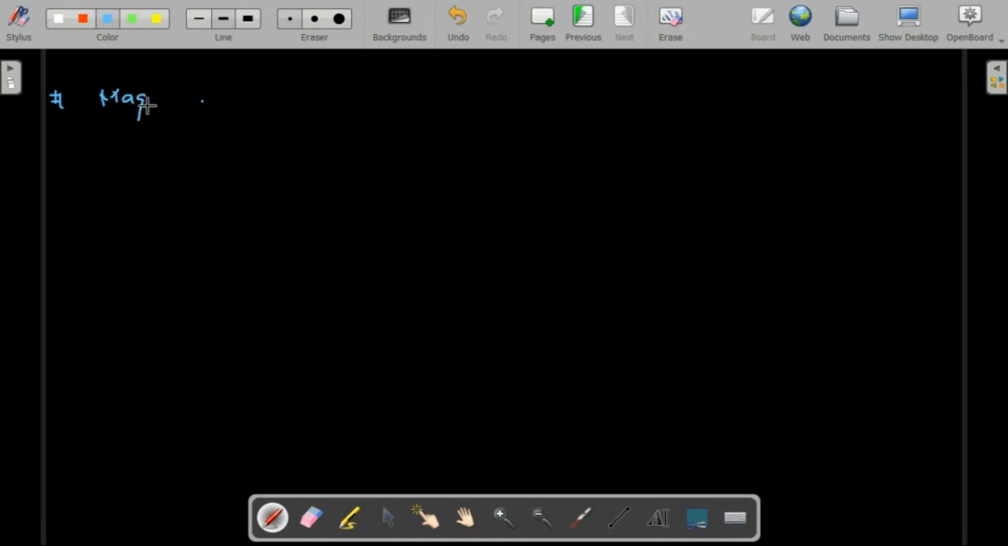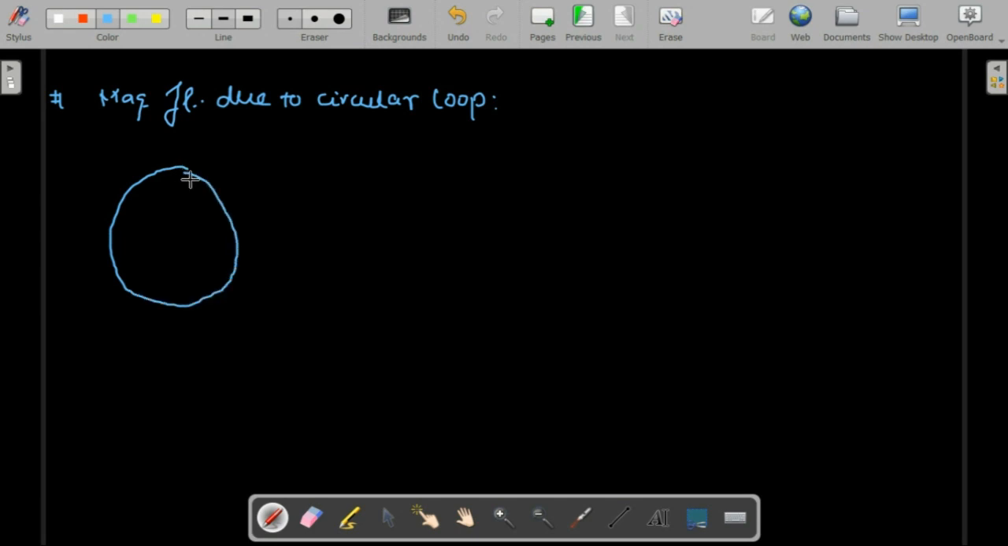So maybe magnetic field due to circular loop. Now for doing this, simple, let's say we have got a circular loop which is carrying some current, and the current is flowing in circles. So that means at any particular point of time, the direction of the current will be tangential. This is something which we already know the concept. And let's say we are going to consider a small length dl.